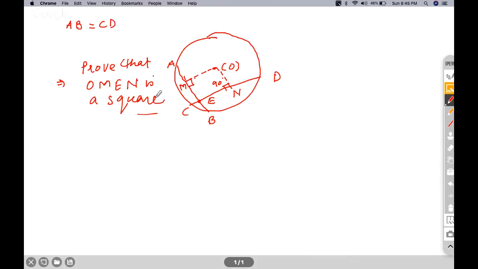Yes, AB is equal to CD. I have written. O is the center of the circle and AB is equal to CD.